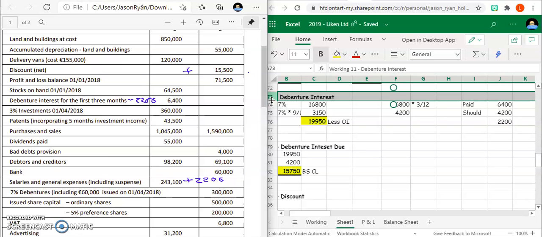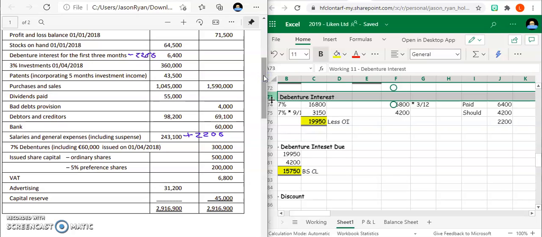So we're going to increase our discount by 460. Now our credit side is higher than our debit side. So in our suspense, we're going to increase it by 460 to make sure that the debits and credits equal.